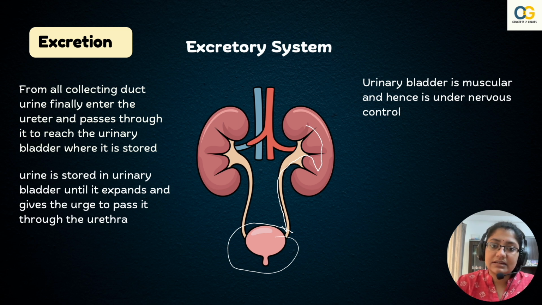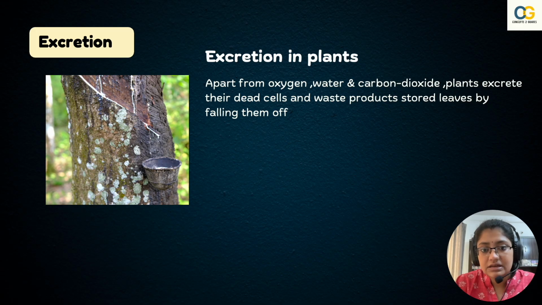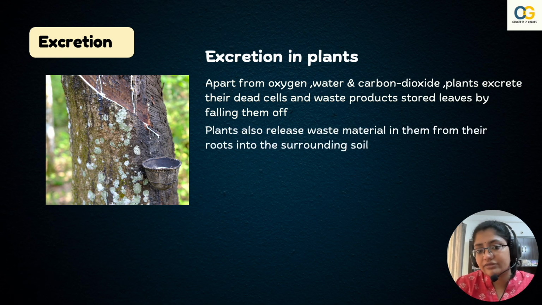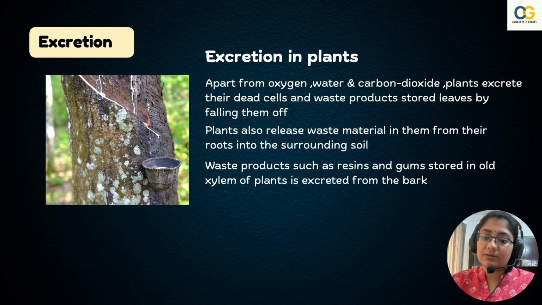So this is how the excretory system works in human beings. In plants, the excretion occurs through multiple ways. One is oxygen, water, carbon dioxide, all of them are released through different situations as per photosynthesis, during respiration, etc. They also excrete dead cells and waste products in the form of leaves when the leaves fall off. They release some of them into the surrounding soil through roots. And some resins and gums are also waste products which are stored in the bark of the trees and they are excreted from the bark.